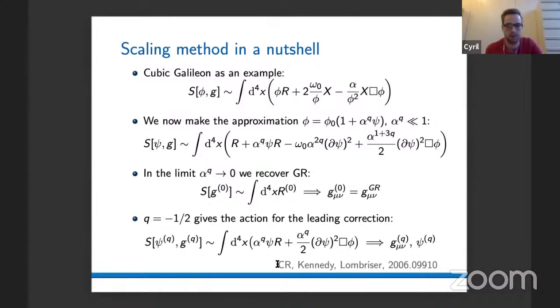And so we get an action of this form where they have the same order. And if we take the Euler-Lagrange equation, then we get the equation for the metric or the correction, and the equation for the scalar field psi. This method looks a bit special, but it's been shown to be equivalent, or really to represent, screening mechanisms, typically the chameleon, camouflage, and Vainshtein screening mechanisms. So it's really giving the good equation.